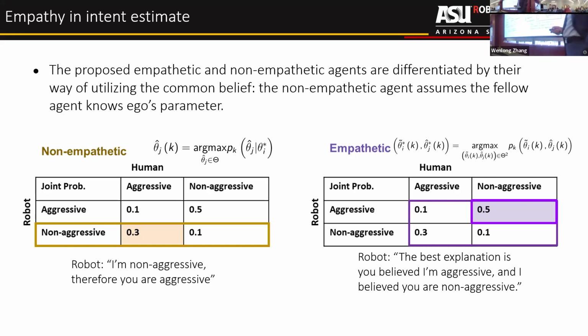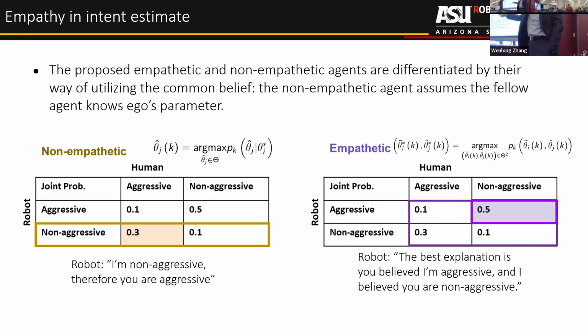Well, the empathetic intent inference, in simple words, is basically just to perform a joint probability, instead of looking at conditional probability or marginal probability. In this case, I look at all of these because I know that although I am not aggressive, you might think I am aggressive. And in this case, we realize that's actually more likely. The most likely scenario is I am non-aggressive, but you think I am aggressive, and you are actually non-aggressive.